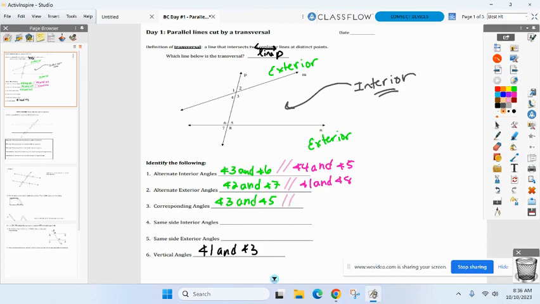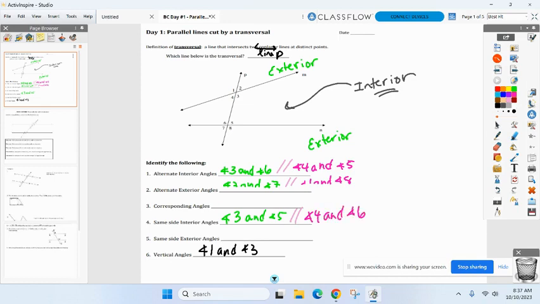And also, there's another pair. 4 and 6. All right, sorry, I wrote that in the wrong spot. That should be 3 and 5. And what do we say? 3 and 5, 4 and 6.